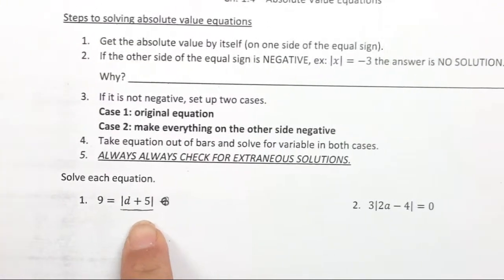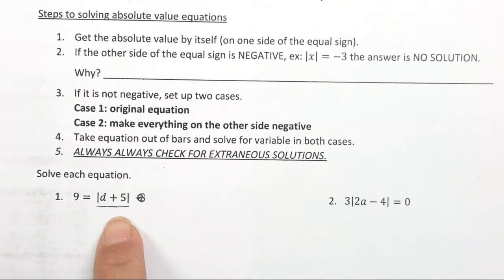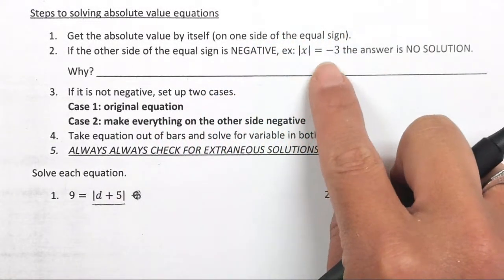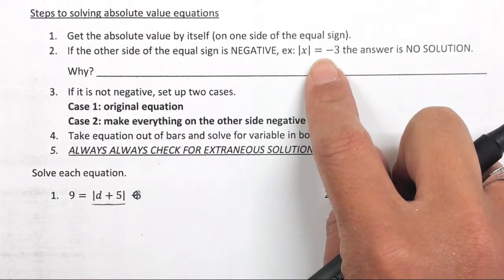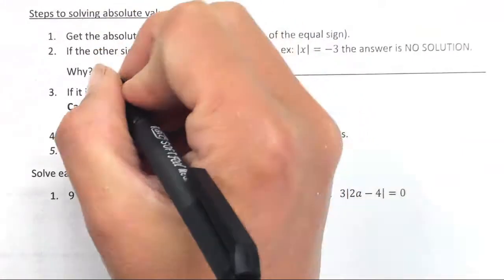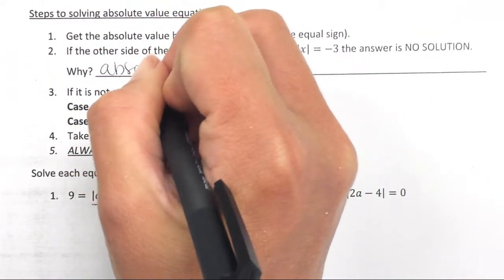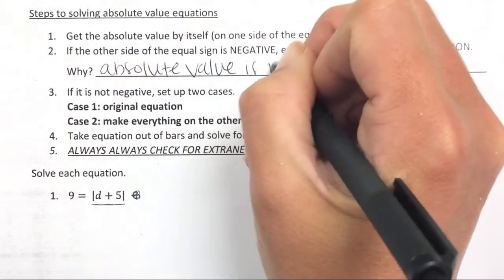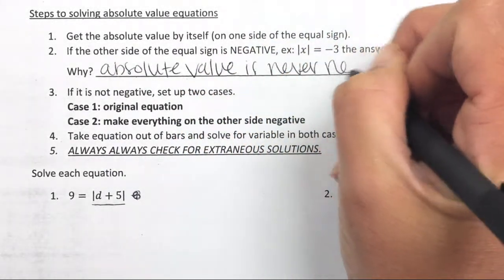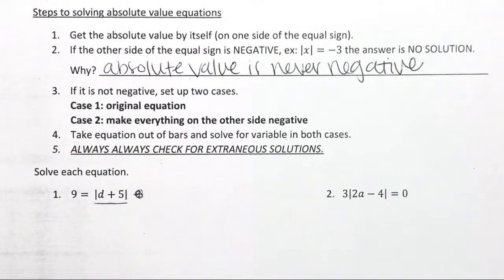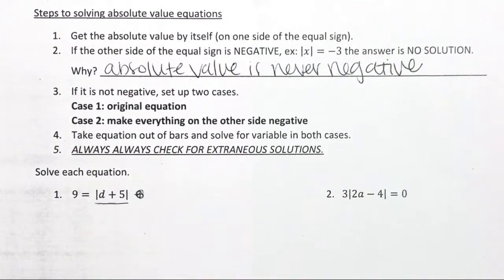Okay, number 2, step 2, if the other side of the equal sign is negative, example, absolute value of x equals negative 3, the answer is no solution. Anybody know why? Can't be negative. Good, can't be negative. And you can put that right there. Absolute value is never negative. So if you do step 1 and you have it equal to a negative number, you can stop and just put no solution, because we know it can't be true.